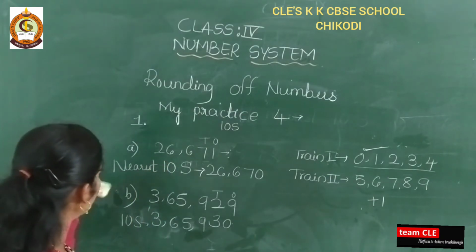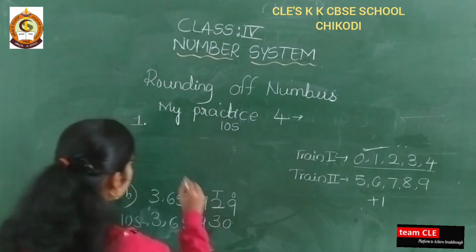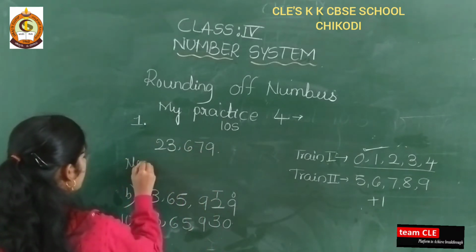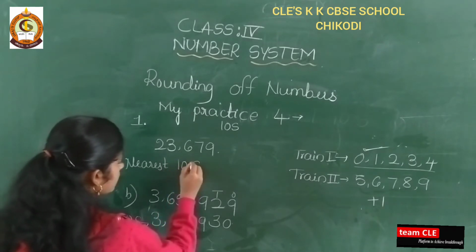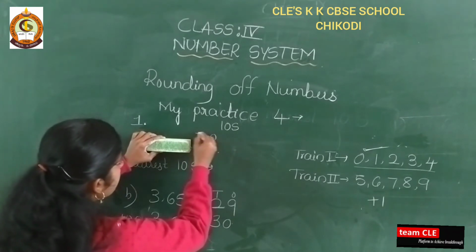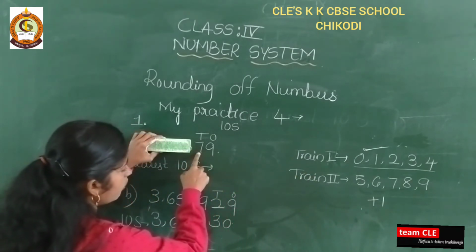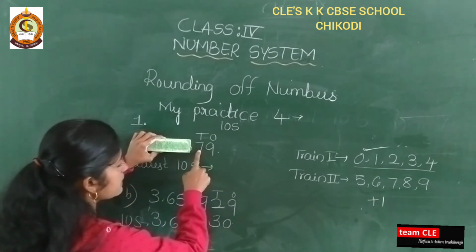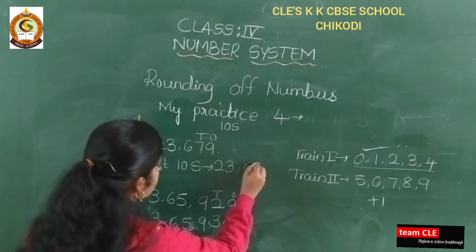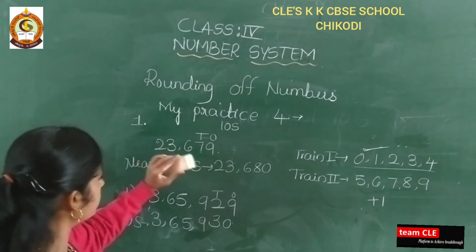Okay. Then I will take one more example, and that is 23,679 nearest tens. Nearest tens. So just see, I will hide this number. See here ones and tens. Okay, see here 9 is there in tray number 2. So you need to add 1 here. Then if you add 1, it becomes 8, 80. It becomes 80. Then write here 23,680. Clear?